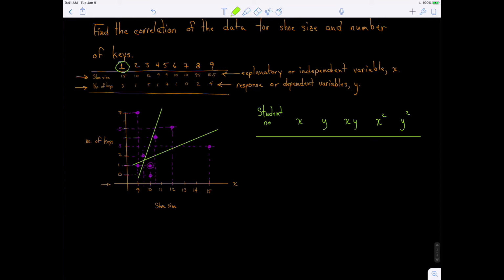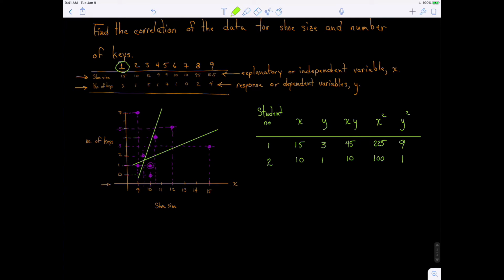Okay, so let's see. Our first student, student 1, is 15, 3. If we multiply that, 15 times 3 is 45. 15 squared is 225. And 3 squared is 9. Okay, so let's keep going. Student number 2 is 10, 1. 10 times 1 is 10. 10 squared, 100. 1 squared, 1.